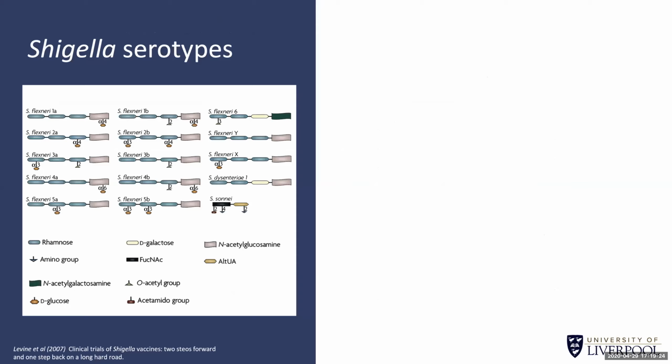Protection against Shigella appears to be mediated by an immune response that's serotype specific to the Shigella O antigens. The different O antigen structures give rise to different serotypes, and shown here are some of the different O antigen structures and the serotype that each determines. For Sonnei, there's only one structure, so there's only one serotype. But for Flexneri, we know that currently there are 15 serotypes.